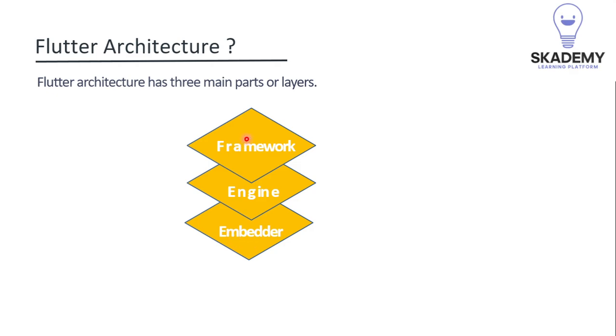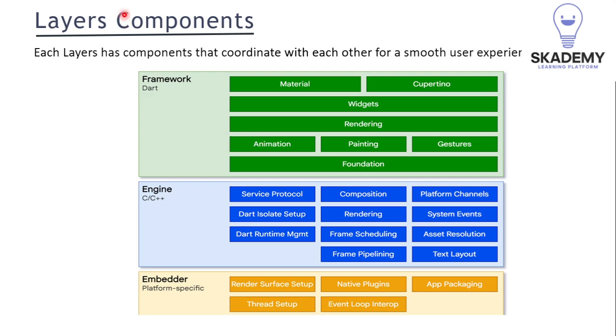Let's try to understand the layers one by one. Each layer has components that coordinate with each other for a smooth user experience. So we have three layers in Flutter architecture. The first layer is the framework layer. This framework layer is also subdivided into three parts. The first is the widget layer, which is used for widgets, the second is the rendering layer, and the third is the foundation layer.